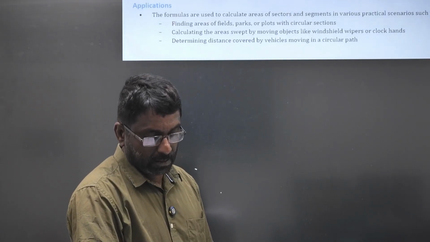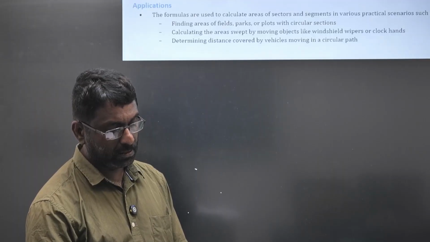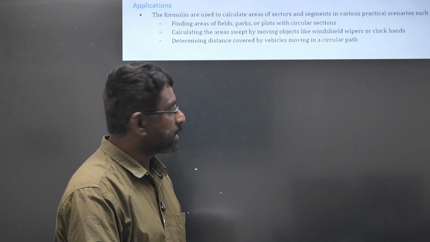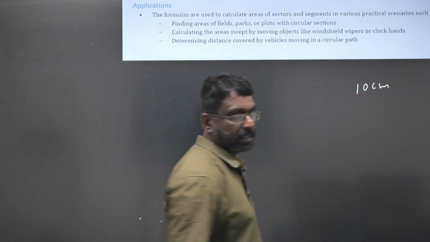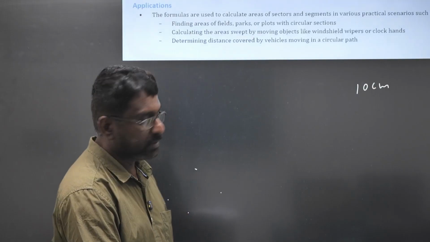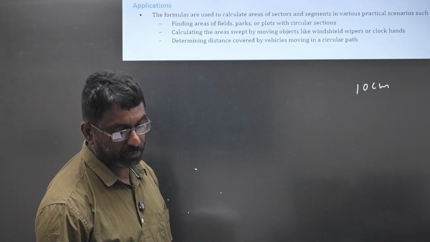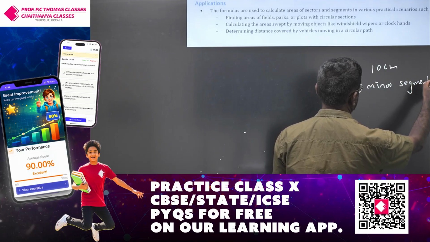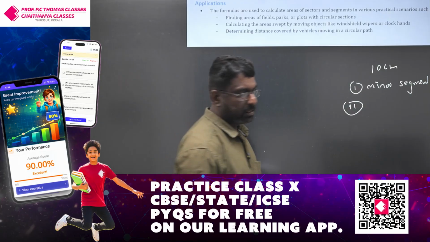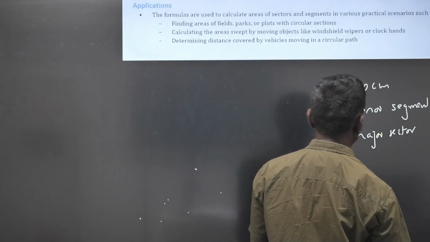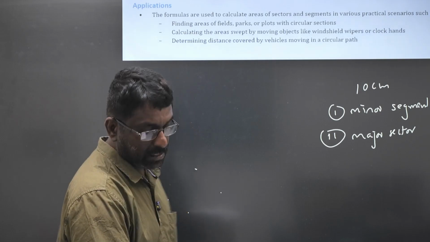And another question. A chord of a circle of radius 10 centimeter subtends a right angle at the center. Find the area of the corresponding minor segment. Second part of the question is the major sector. Major sector, not segment. First is minor segment, second is major sector.